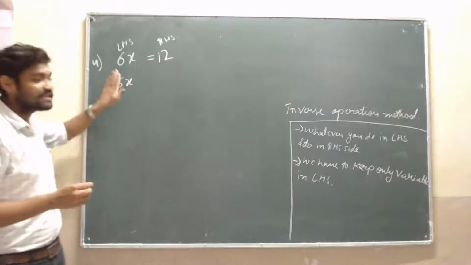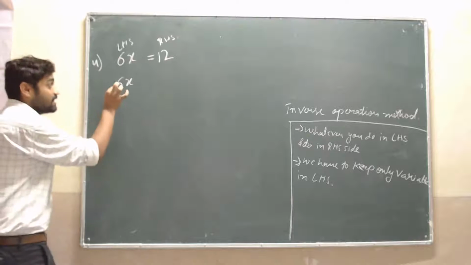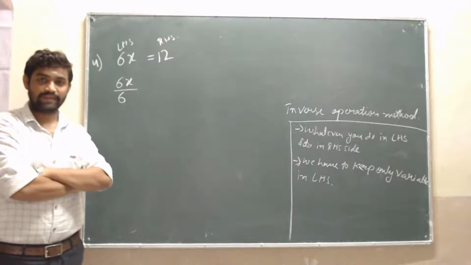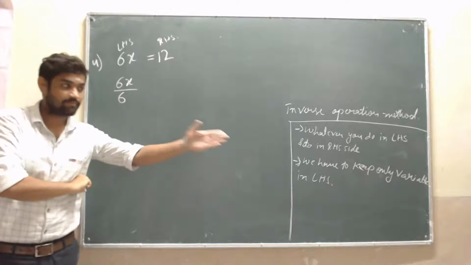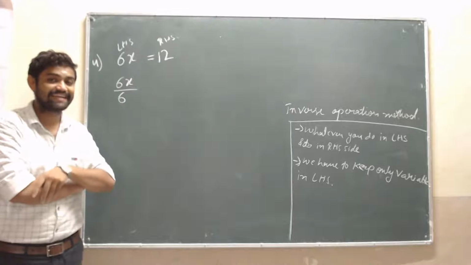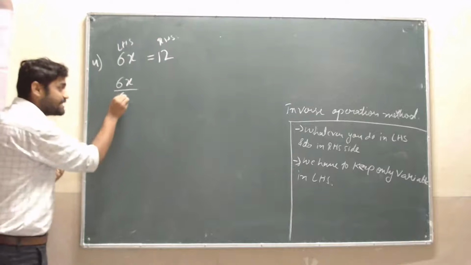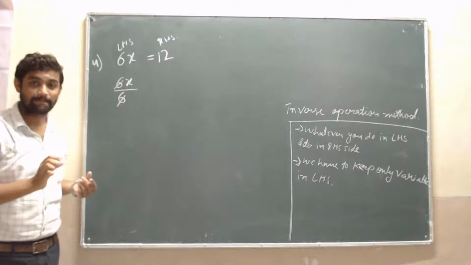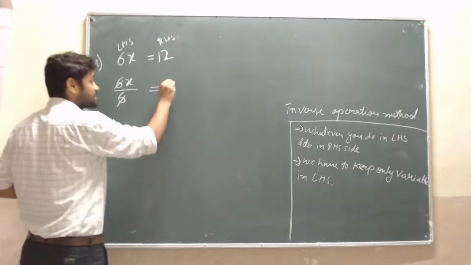How will you remove it, sir? If you wipe it with your hand, okay. No, not like that. By mathematical method. See here, I will divide by 6. Is it okay? Why, sir? Because by steps we have to keep only the variable in the LHS side. So that's why I have divided by 6. The 6 gets cancelled, then only the variable is present in the LHS side. Then the equality sign is the equality sign, and 12 is the 12.